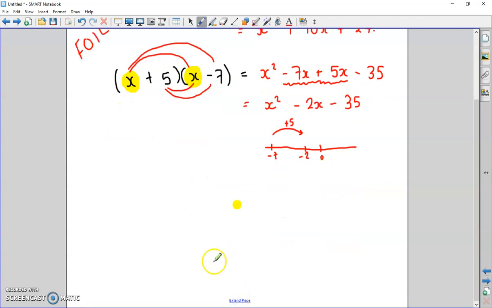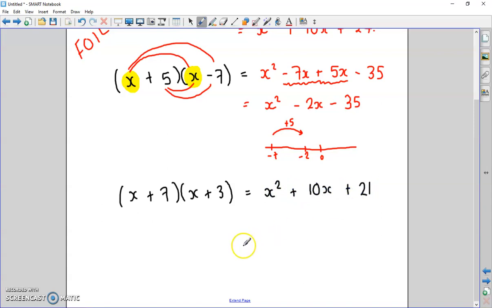So if you have a look, let's do another question here. I didn't mean to do that. Let's get rid of that little dot. If I make up a new question, now I can expand that really quickly without doing FOIL. I know the answer is going to be x squared plus 10x plus 21 without actually doing FOIL.